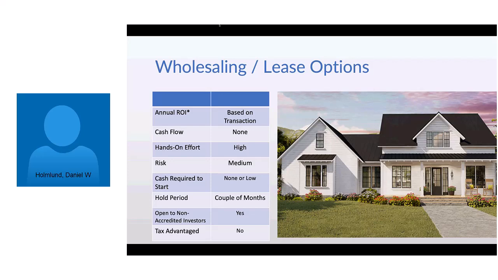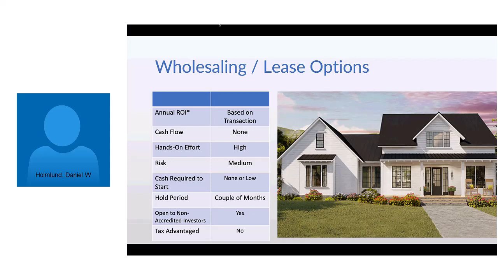I need to mute here and reshare my screen. Let me know if you can see this now. Oh, not that. This. Can you see that? We are still on wholesaling lease options, but I think you could just continue, I guess, your conversation. Yeah, I don't know why it's not sharing anymore. But let's go to questions.